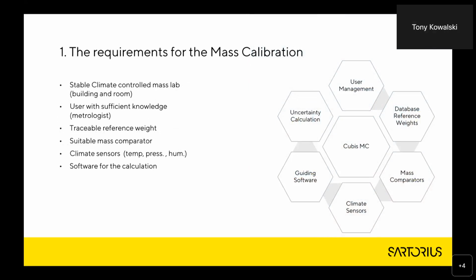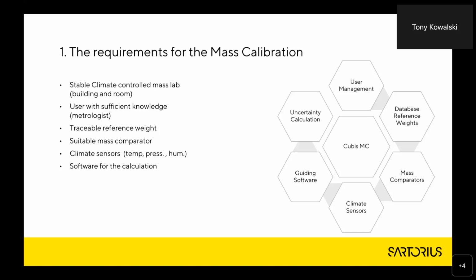So in a mass lab, first we must have stable climate control. The building and the room that's been allocated for the mass lab need to be of sufficient standard to reduce vibration and to maintain the temperature. We then need a user, a metrologist with sufficient knowledge of what he or she is doing. We need a traceable reference weight.